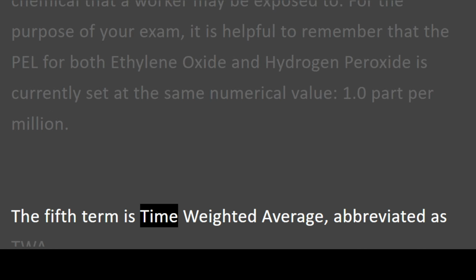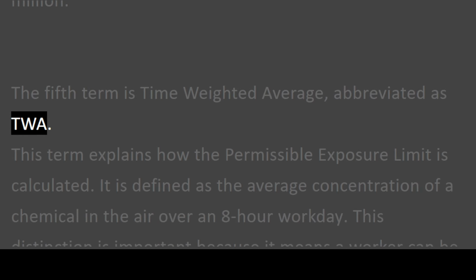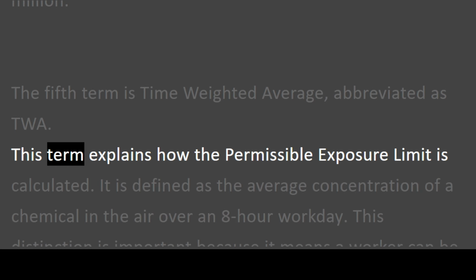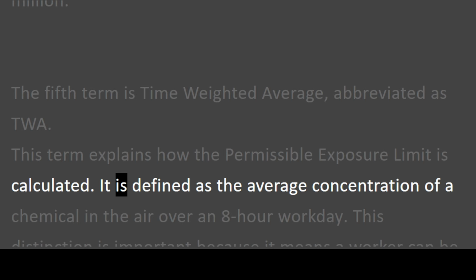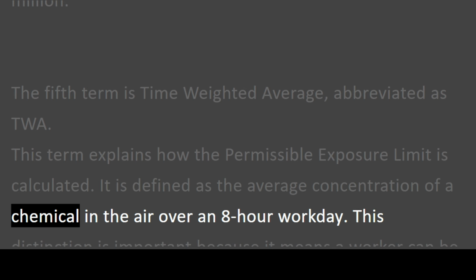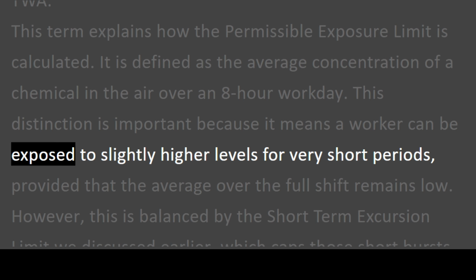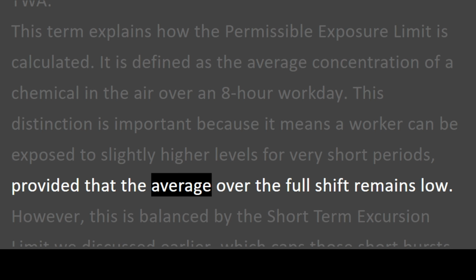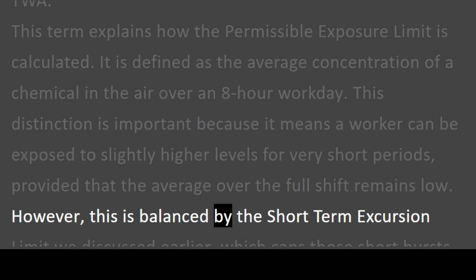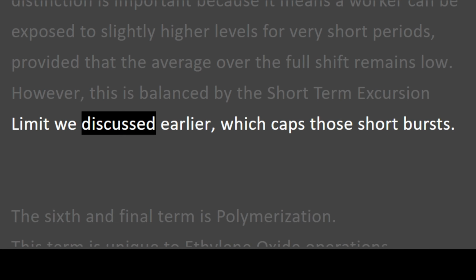The fifth term is time-weighted average, abbreviated as TWA. This term explains how the permissible exposure limit is calculated. It is defined as the average concentration of a chemical in the air over an 8-hour workday. This distinction is important because it means a worker can be exposed to slightly higher levels for very short periods, provided that the average over the full shift remains low. However, this is balanced by the short-term excursion limit we discussed earlier, which caps those short bursts.